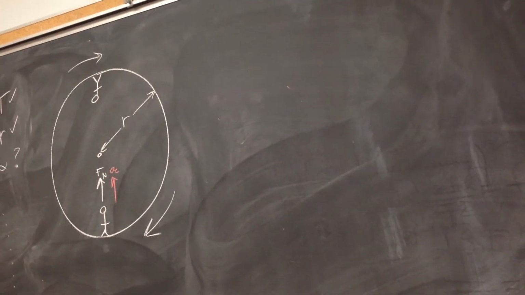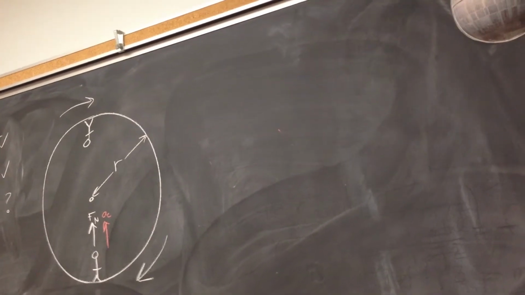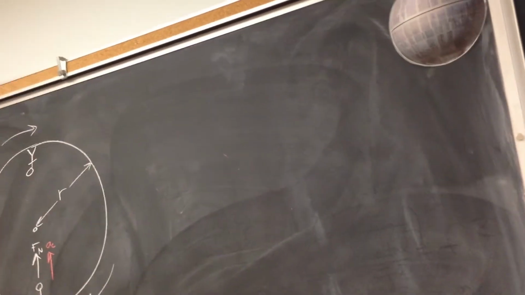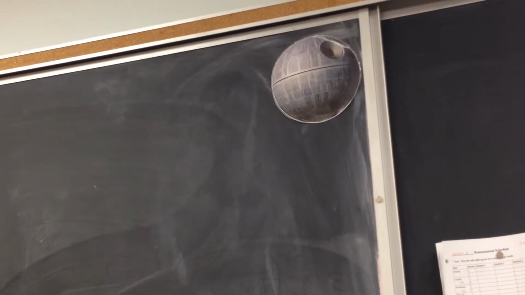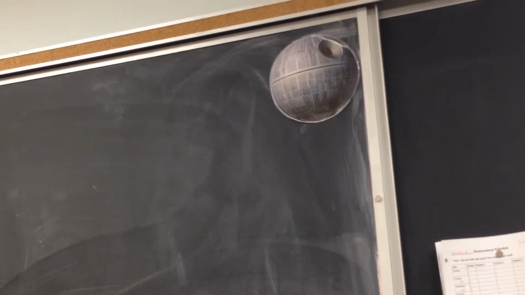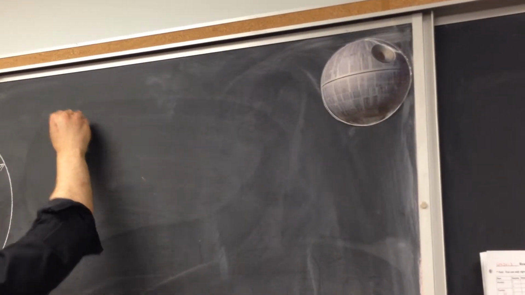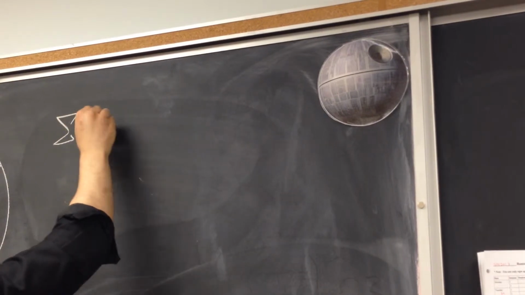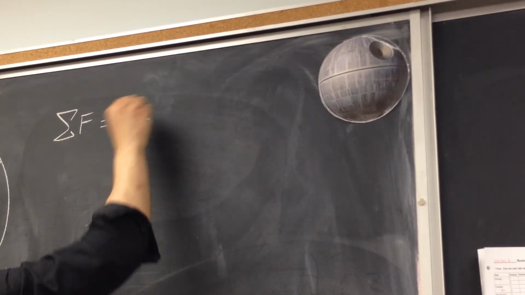What's the next step after you draw a free body diagram? It's been the next step for the past 2 years. Set up the equations. And which law do you use to set up the equations? Second law. Never changes. It's always the same. So the sum of the forces equals the mass times the centripetal acceleration.